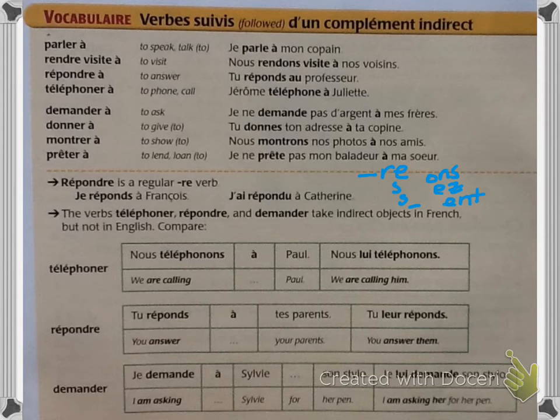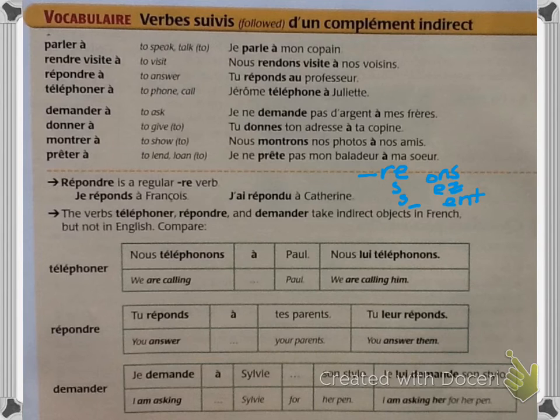So, the verbs téléphoner, répondre, and demander take indirect objects in French but not in English. Compare. Téléphoner, nous téléphonons à Paul. Nous lui téléphonons. Répondre, tu réponds à tes parents. Tu leur réponds. Demander, je demande à Sylvie son stylo. Je lui demande son stylo.